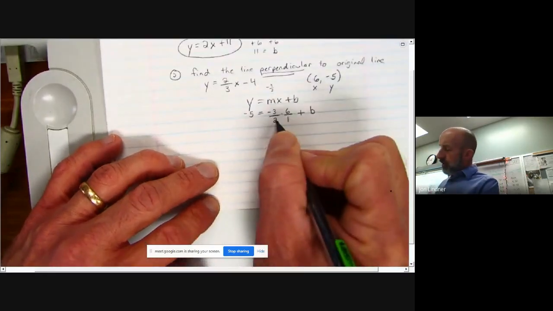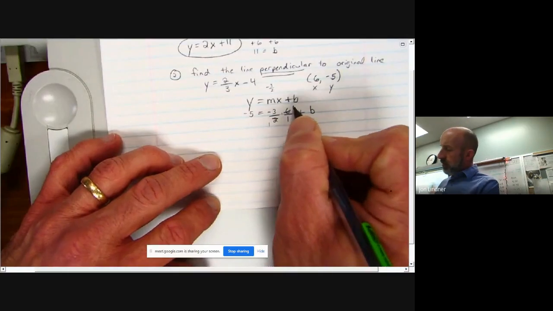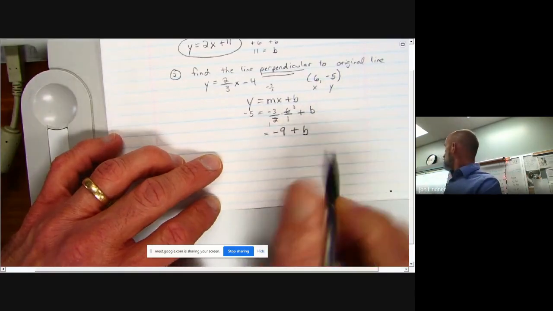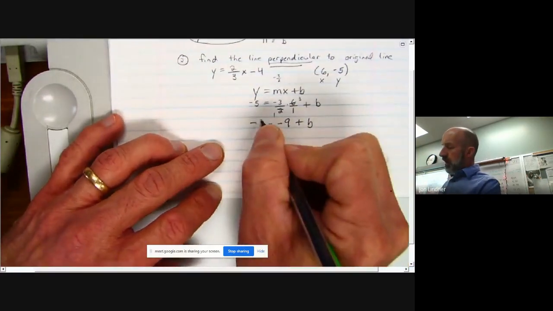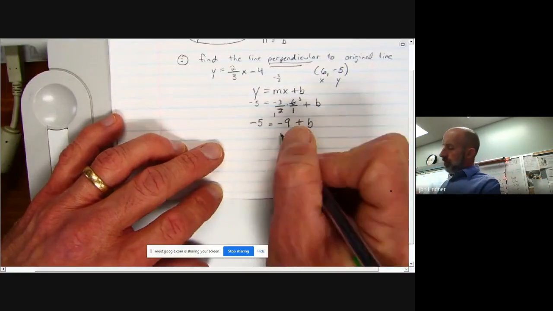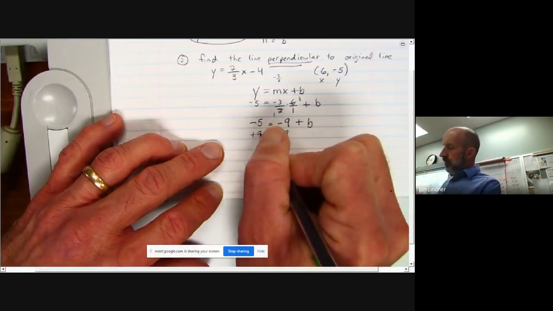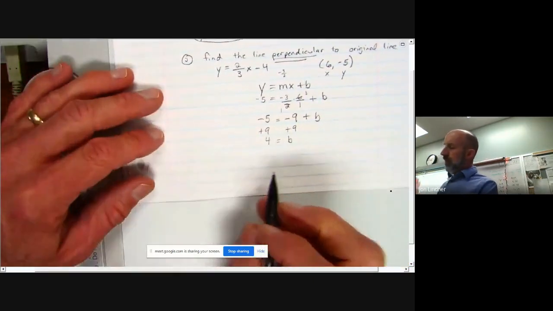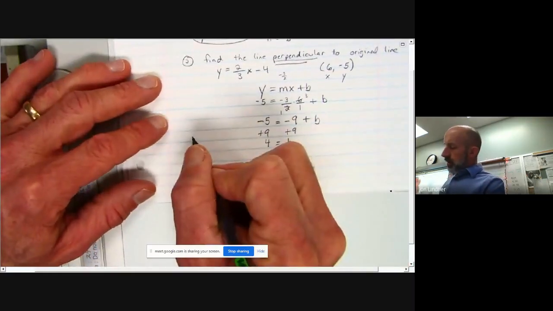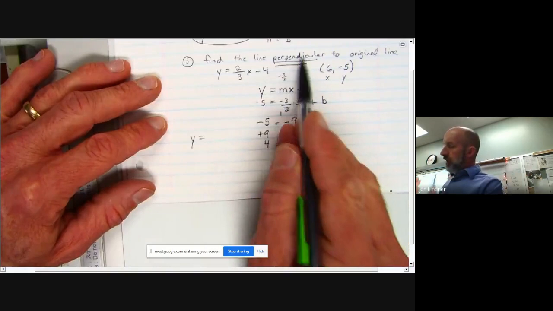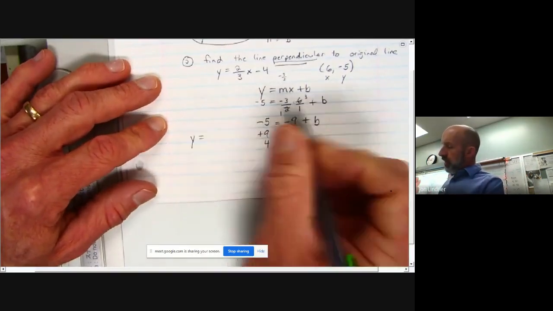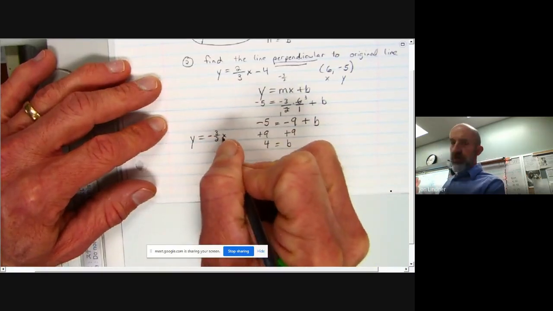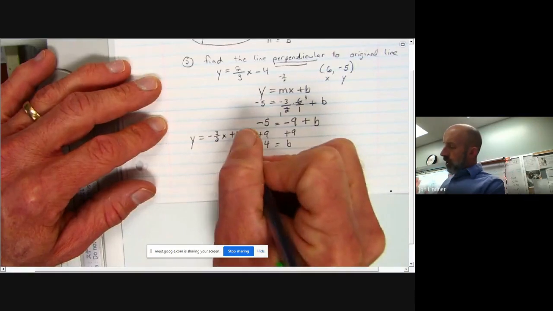You can do a little bit of factoring here. 2 divided by 2 is 1. 6 divided by 2 is 3. So this is now -9 plus b equals -5. And I can add 9 to both sides to find my b value. Looks like it's 4. And my new equation for my new line perpendicular to it is y equals, remember, opposite reciprocals, -3/2 x plus 4.